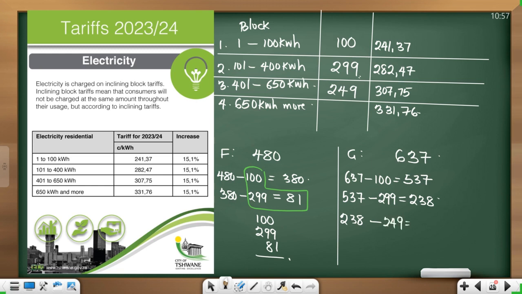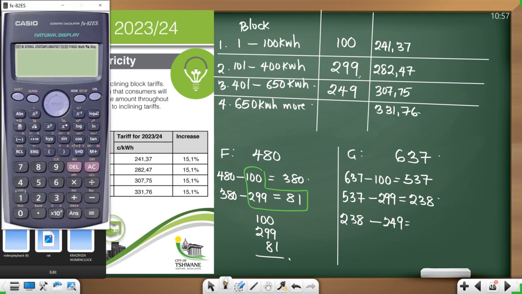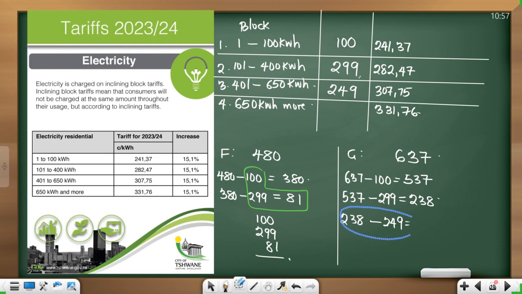Watch what I'm going to do here. In case you can't see which one is bigger: 238 minus 249. Negative. It means I'm not supposed to go there. Don't even try. You clean that. Now, what are my block usage? Let's draw it. I hope that makes sense. So I have 100 first block, 299 second block, 238 third block. I hope that makes sense.